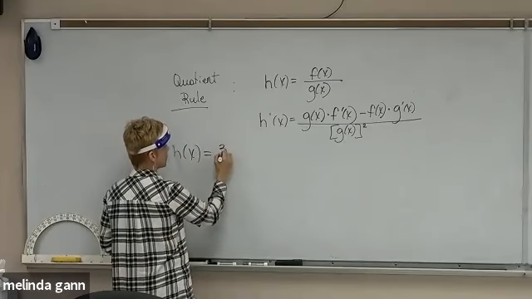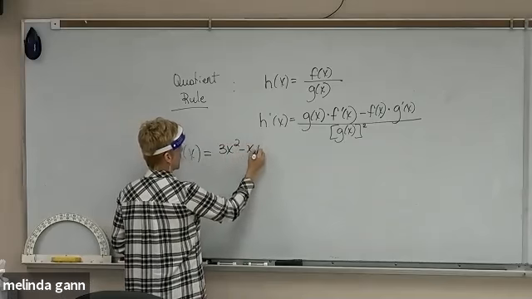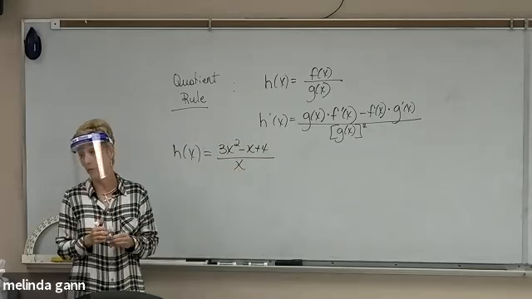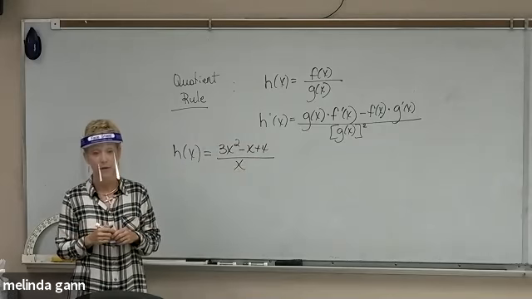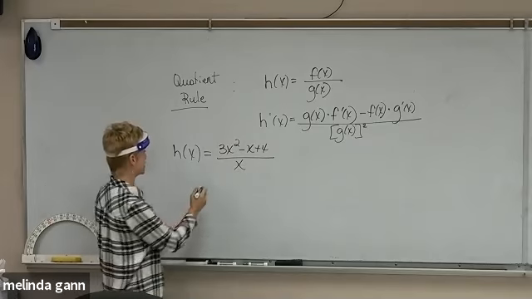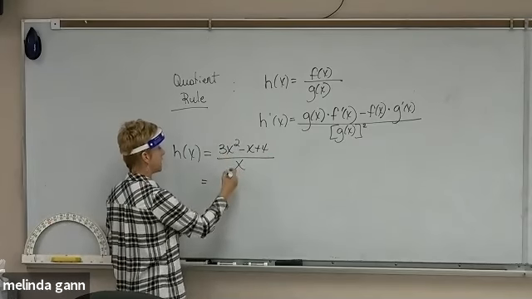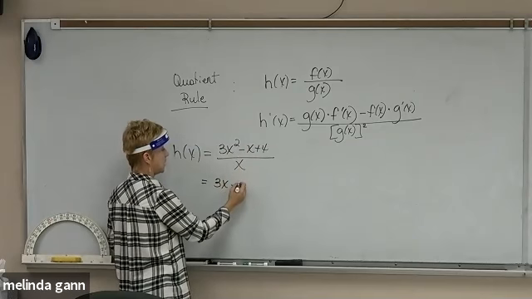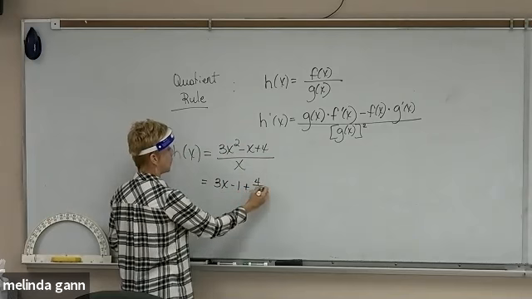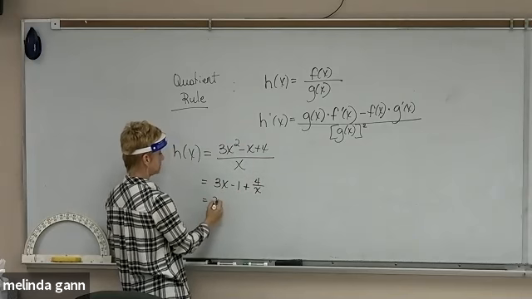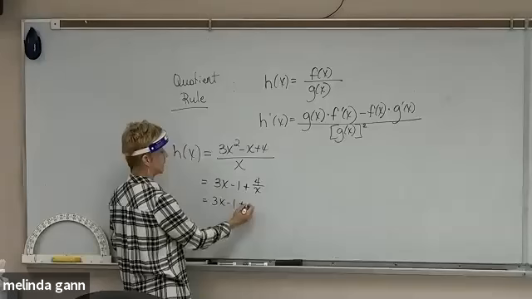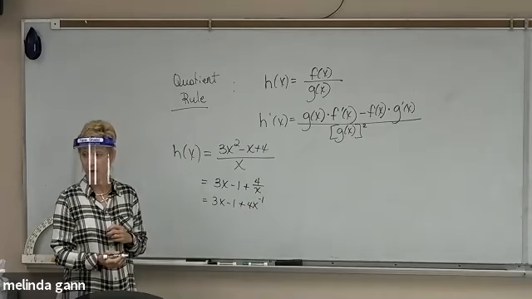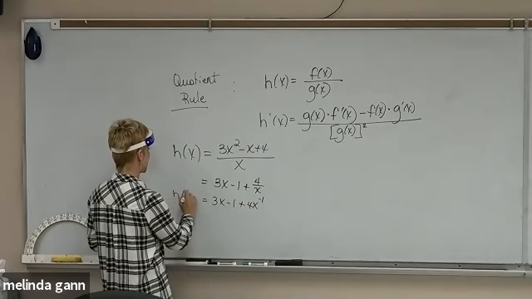If I had 3x squared minus x plus 4 over x. You've had problems like that before, like the one a minute ago that had the fractions on. I can play algebra first and simplify that. What's 3x squared divided by x going to get me? 3x. X divided by x is going to give me what? 1. And then I've got my 4 over my x. So I've got 3x minus 1 plus 4x to the what? Negative 1. Everybody okay? Now, haven't done any calculus yet.